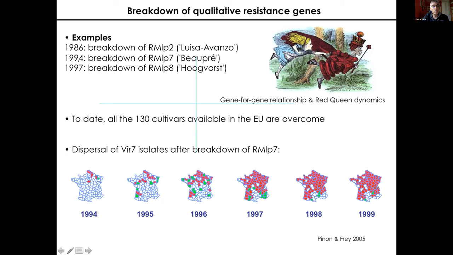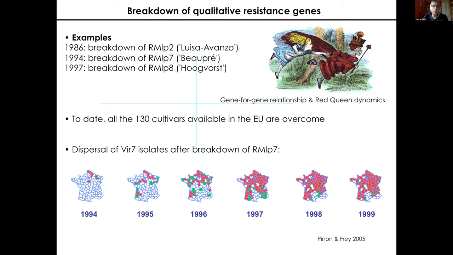In 1994, there was a major breakdown of the RMLP7 gene, which was borne by Beaupré, a Belgian cultivar, and other Belgian and Dutch cultivars that were largely planted over large territories in the Netherlands, Belgium, France, and so on. And I will talk about this during most of my talk. And in 1997, there was also a breakdown of RMLP8, which was borne by a Belgian cultivar. And this happened 1 year before its commercial release, so the cultivar was almost not planted.